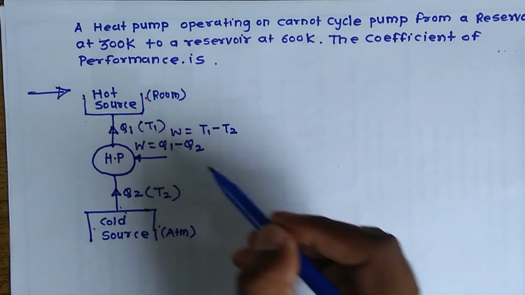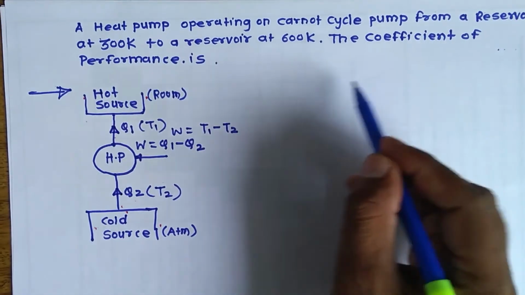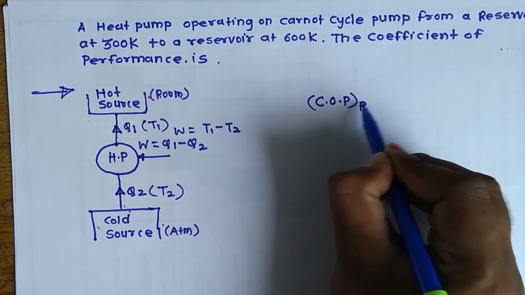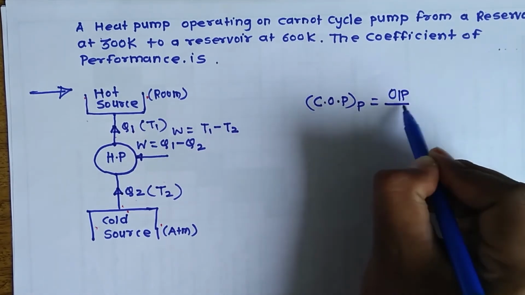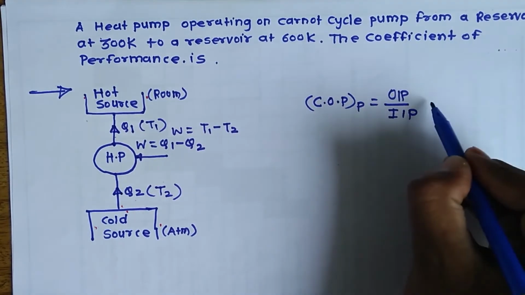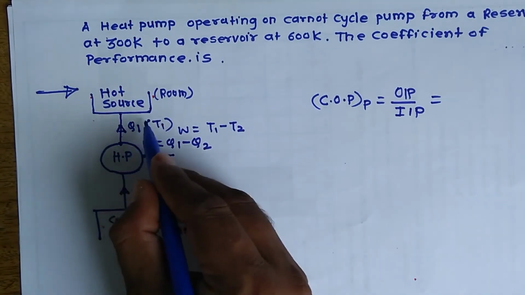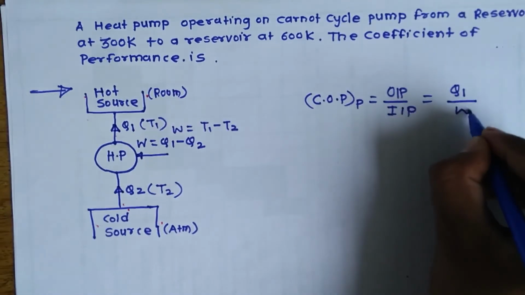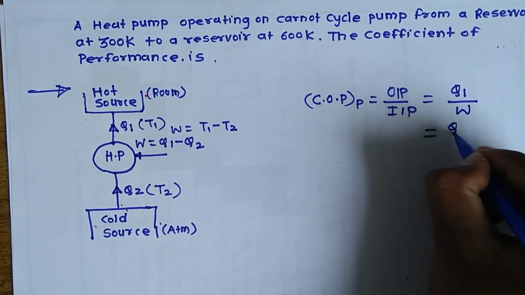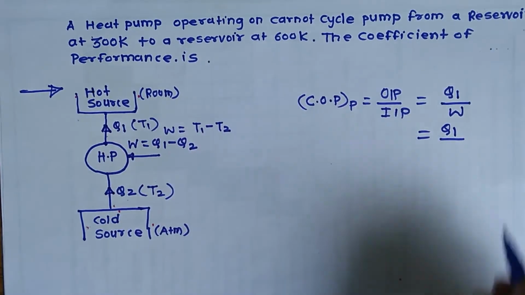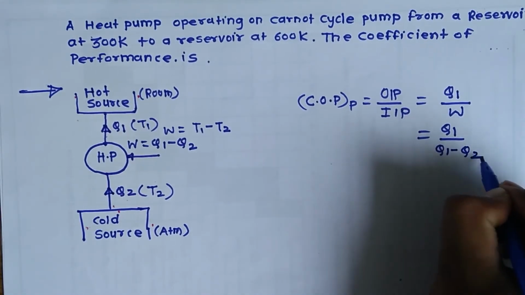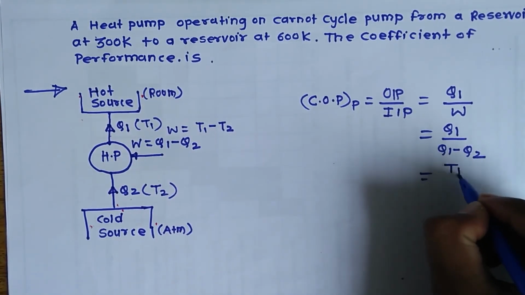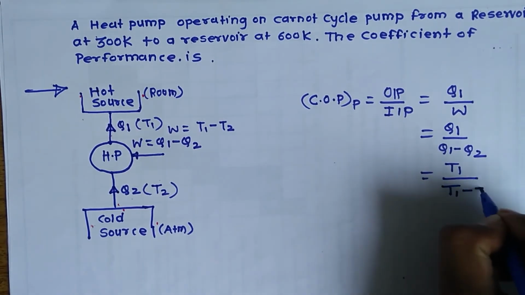In case of the heat pump, the coefficient of performance, COP of pump, is equal to output divided by input. In case of the heat pump, output will be Q1, divided by input, which will be W. So Q1 divided by W, and that W will be Q1 minus Q2. We can write that equation in terms of temperature: T1 divided by T1 minus T2.